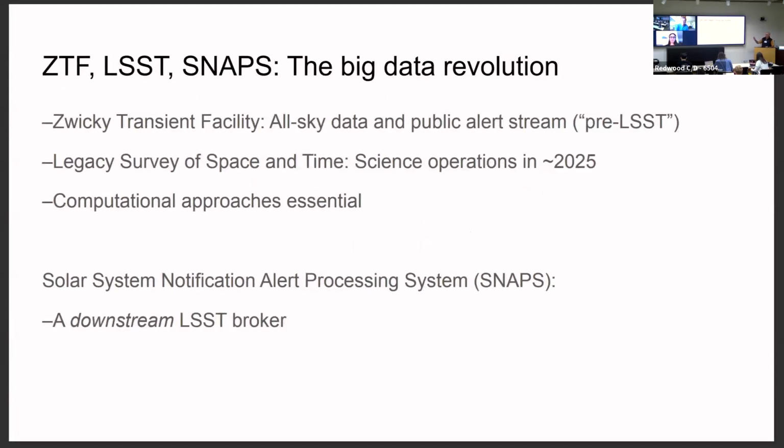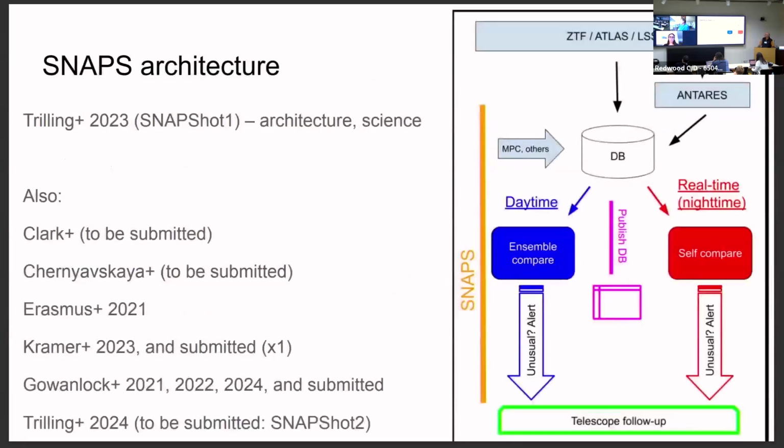I don't think this audience needs a lot of reminders here. ZTF, as Eric said earlier, is sort of a pre-LSST. LSST, as Eric also said earlier, is going to have some alerts coming in 2025, so next year at some point. And so I'm going to talk about SNAPS here, the Solar System Notification Alert Processing System. This is a downstream LSST broker, and Eric mentioned that again at the beginning, and I'll just tell you a little bit what I mean by that.